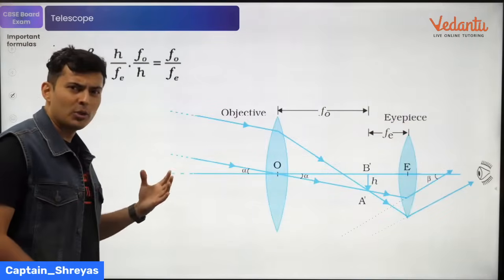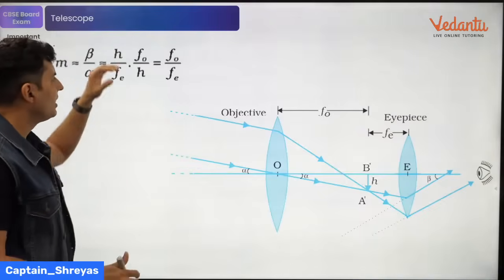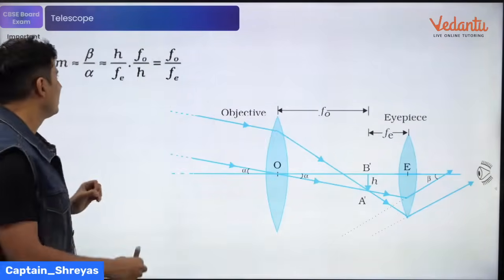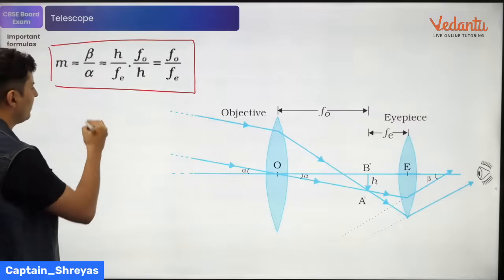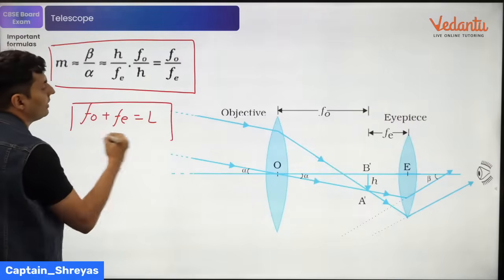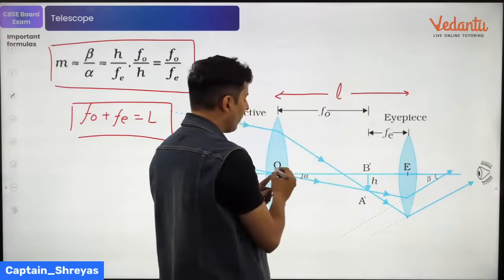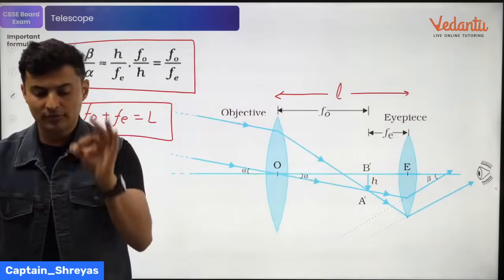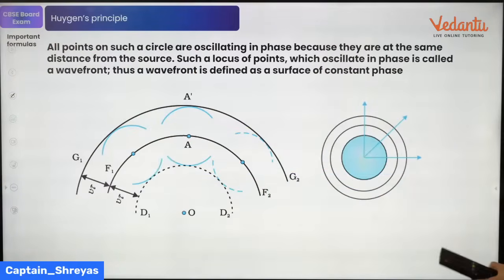If it's a telescope used for seeing faraway objects, then the magnifying power is very simple. It is just the objective's focal length upon the eyepiece's focal length. So magnification is simply put F naught by Fe. Also bear in mind the value of F naught and Fe together give you the length of the tube. Here the length of the tube is basically this one. From objective to eyepiece, F naught plus Fe is the length of the telescope tube. These are the formulas for telescope.